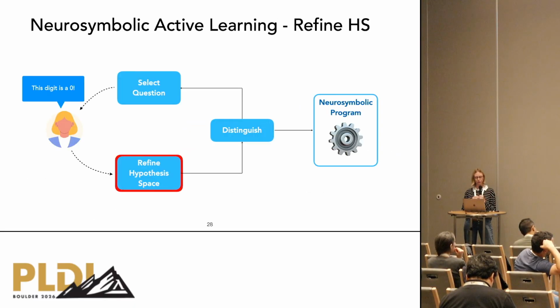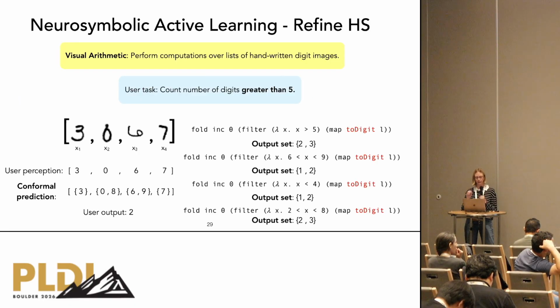So after asking this question and receiving the answer 0, we now refine the hypothesis space. This is similar to how we check a question's pruning power, except now we have some definitive new information from the user. So since we know that x2 is 0, we know that we can safely prune the second program.